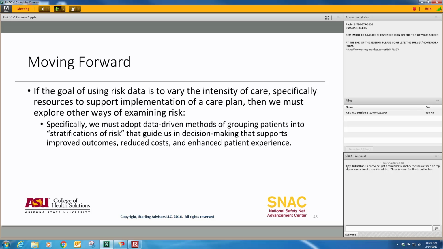Specifically, we want to look at using resources to support implementation of a care plan that really helps our patients get to the balance of outcome, cost, and enhanced patient experience. And every one of your organizations is going to need to do that somewhat differently. But of course, we can identify best practices and really work towards assisting one another in being successful in doing that.